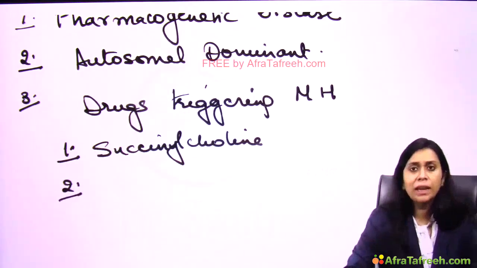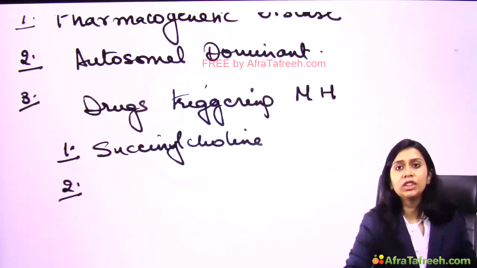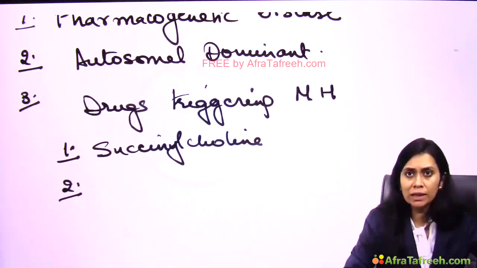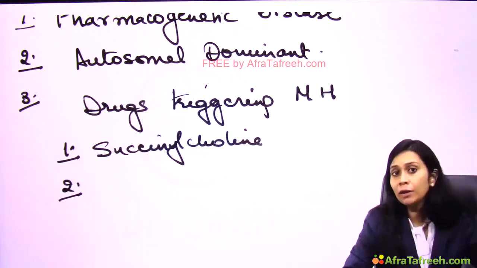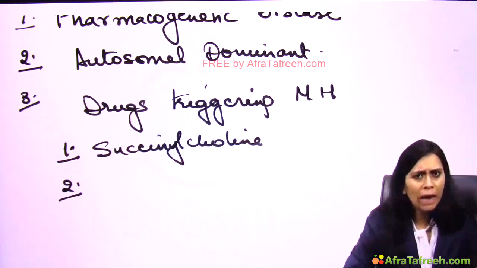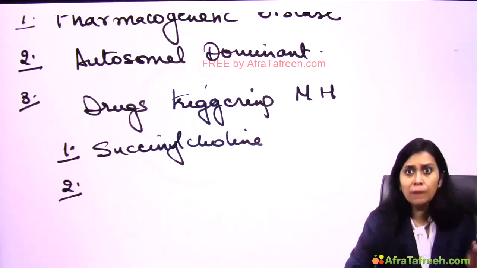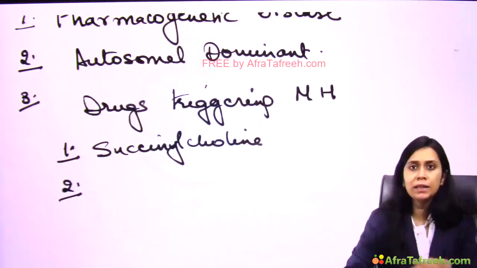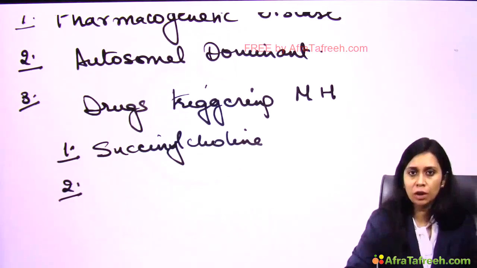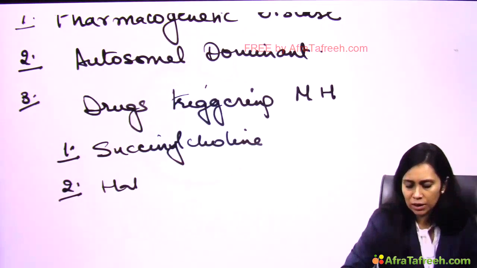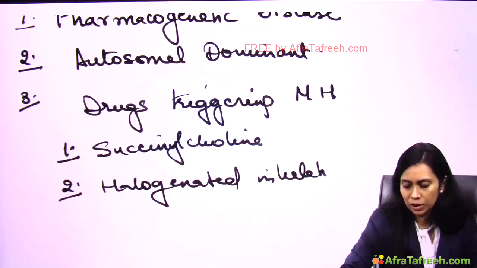Second guys, all potent inhalational agents: halothane, isoflurane, sevoflurane, desflurane, methoxyflurane, enflurane, ether, chloroform, trilene, cyclopropane, all. Not the carrier gas, not nitrous oxide, not xenon. In books, you will find written halogenated inhalational agent, right? All potent inhalational agents are halogenated. Got my point? So, halogenated inhalational agent. Okay?